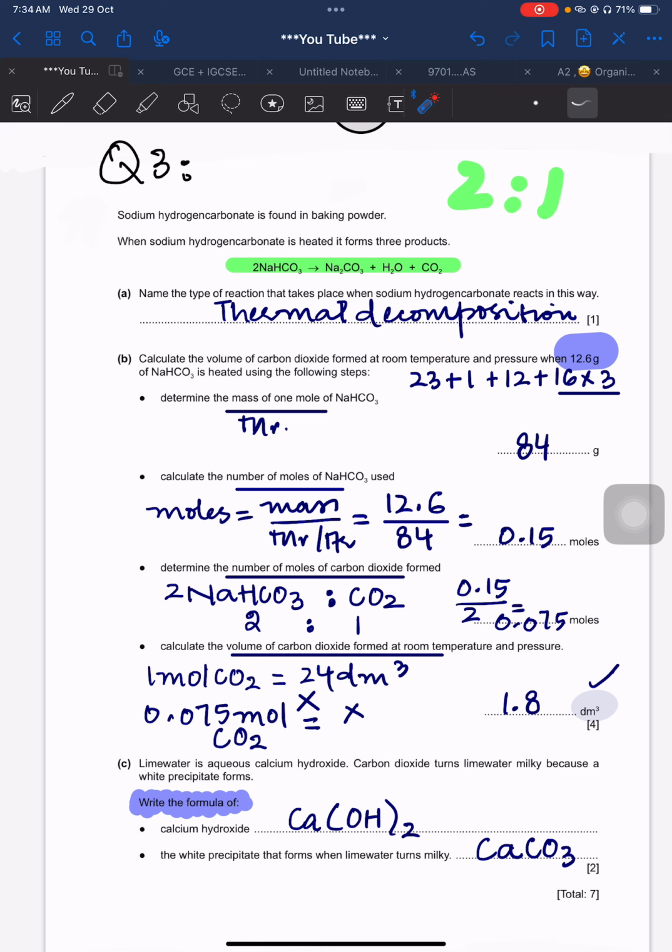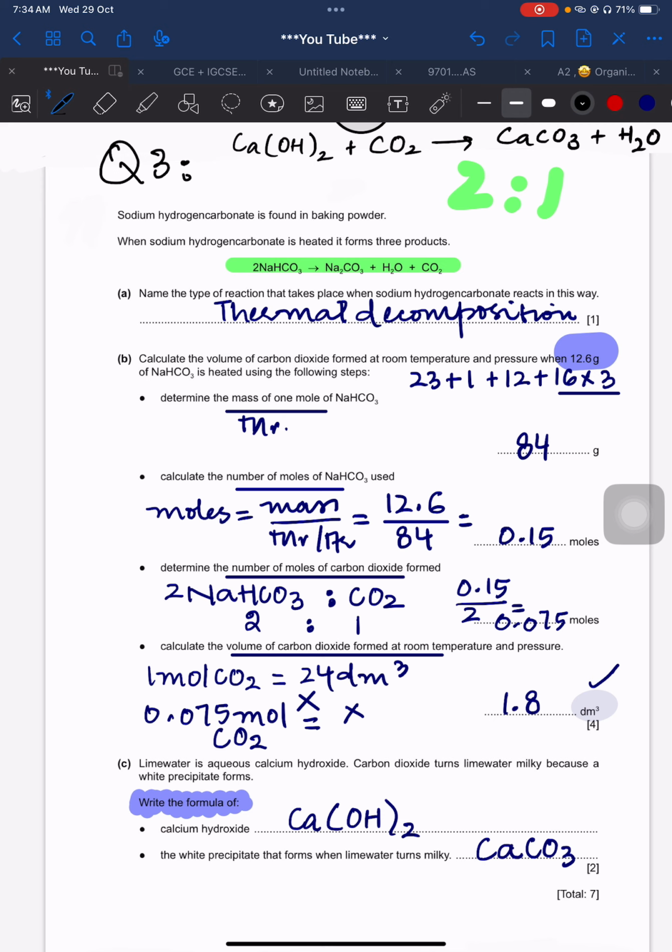Now the next point: lime water is aqueous calcium hydroxide. Carbon dioxide turns lime water milky because of the white precipitate formed. In this case, write down the formula for this compound. So the formula for calcium hydroxide, and what is the white precipitate? It is calcium carbonate. Here I am writing this equation at the top as well. So it is calcium hydroxide. When carbon dioxide is passed through it, as a result it gives you a white precipitate of calcium carbonate along with water as well.